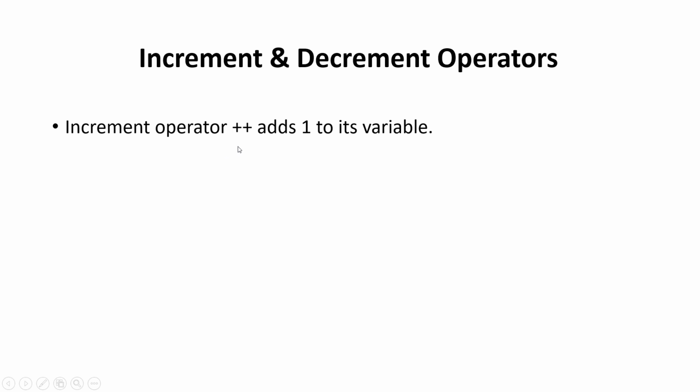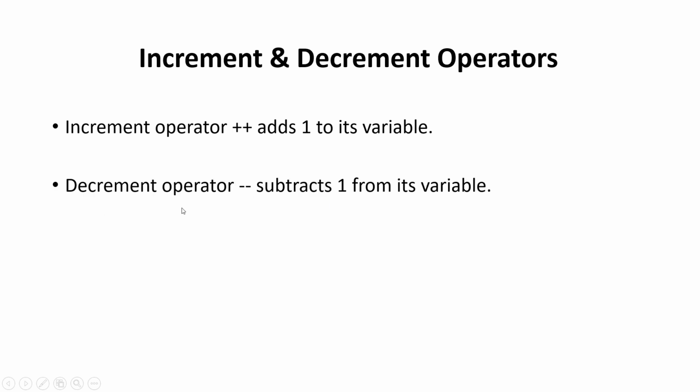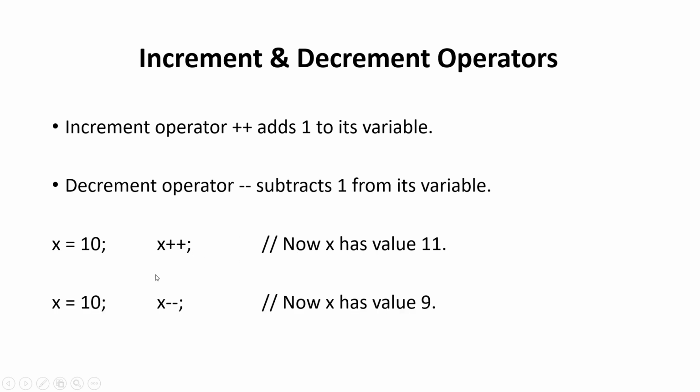Increment operator adds 1 to its variable. It is used with some variables. Decrement operator (minus minus) subtracts 1 from its variable. If x equal to 10 and we do x++, now x has the value 11 because it will add 1 to the variable x. If x equal to 10 and we do x--, now x has value 9 because 1 will be subtracted from the value. It will subtract 1 from its variable.